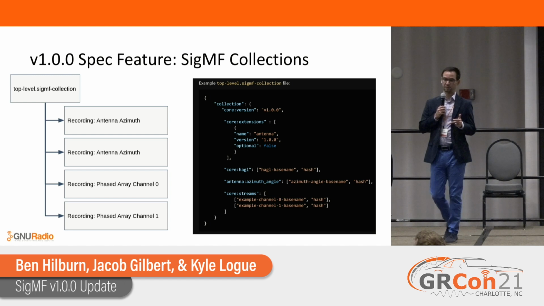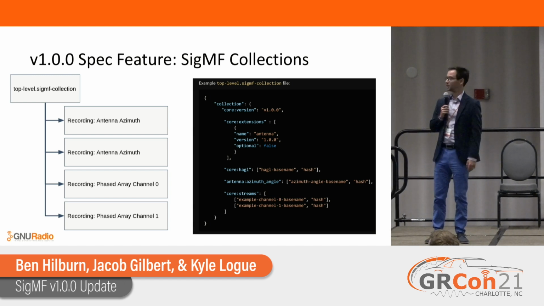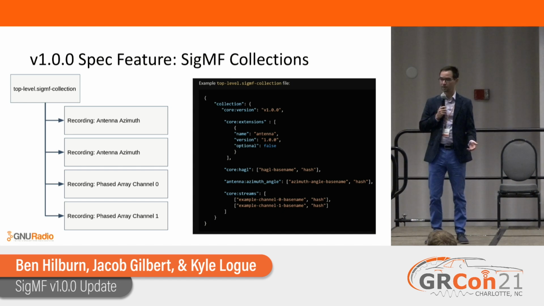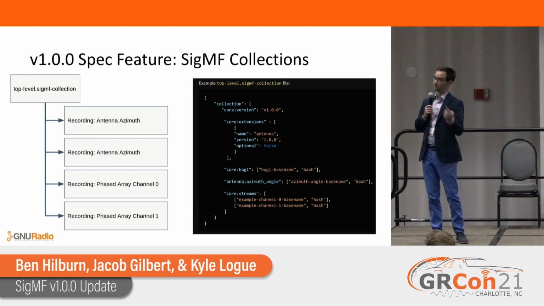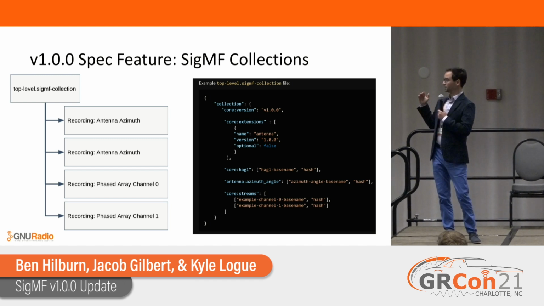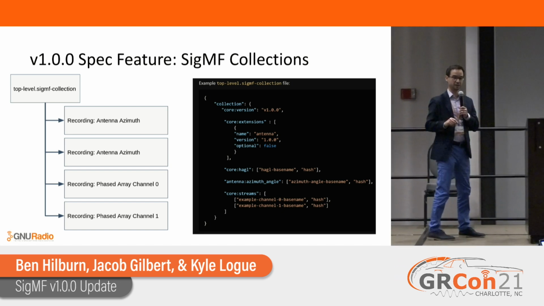So for those of you who participated in the 4-hour technical design discussions two years in a row about how do you reliably do multi-channel phased array recordings and maintain alignment between everything, this is how we do it. We have a top-level collections file, and you can describe what each of the recordings mean within the context of all the others.